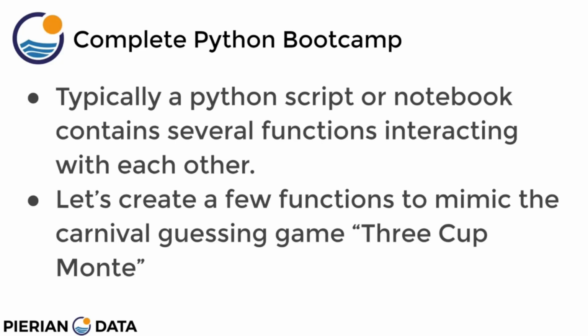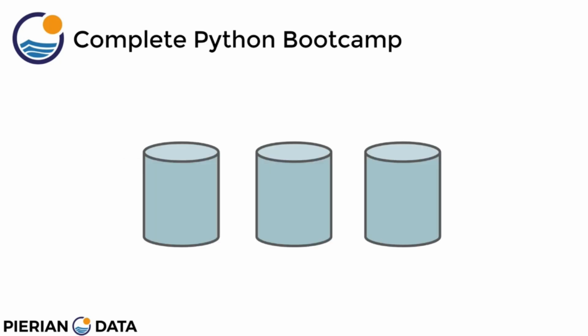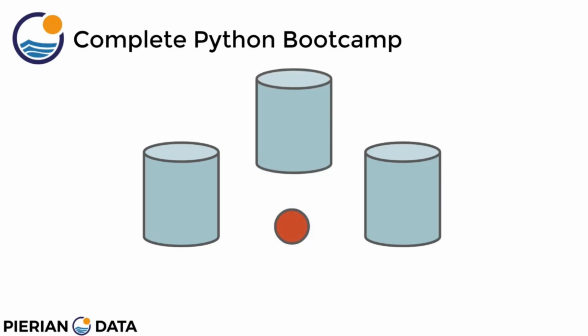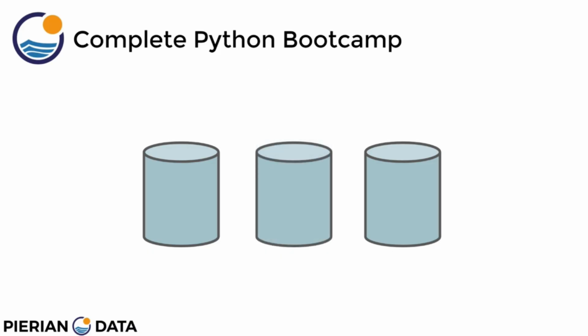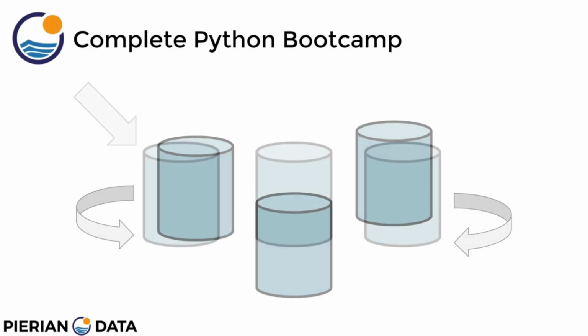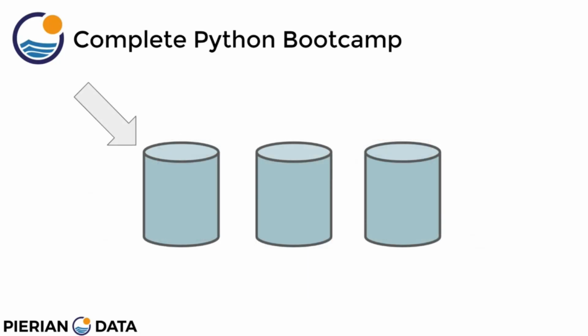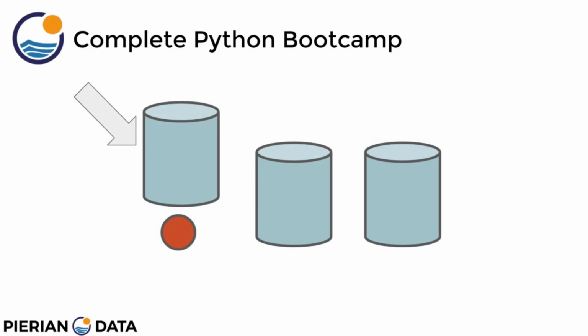What we're going to do is create a few functions to attempt to mimic the carnival guessing game 3 Cup Monte. In case you're not familiar with this, you start off with 3 cups, and underneath one of them is hidden a red ball. Then you shuffle these cups around, have the user guess where the red ball is, and then they're either right or wrong.